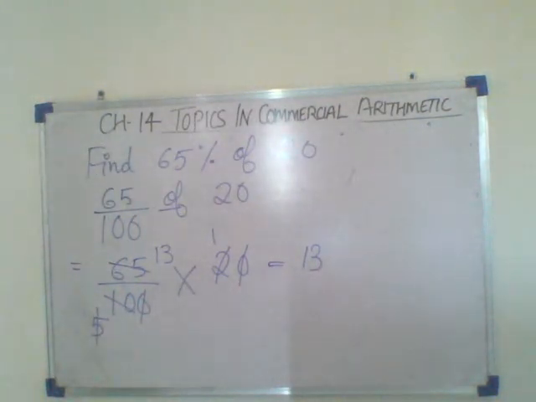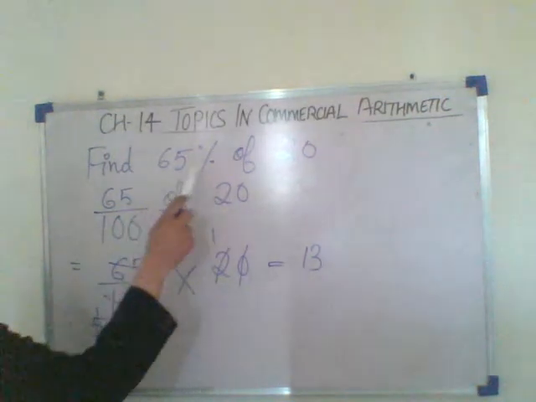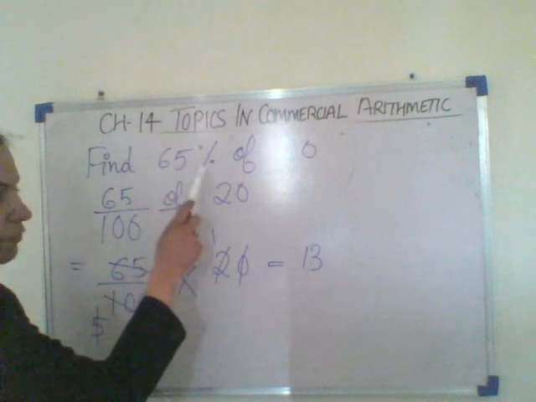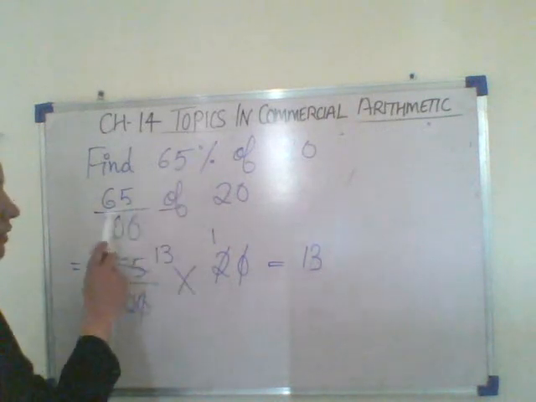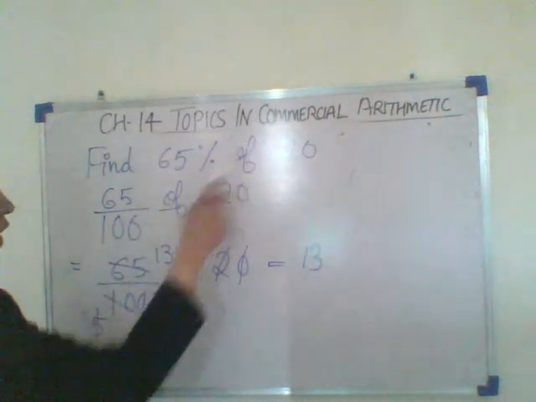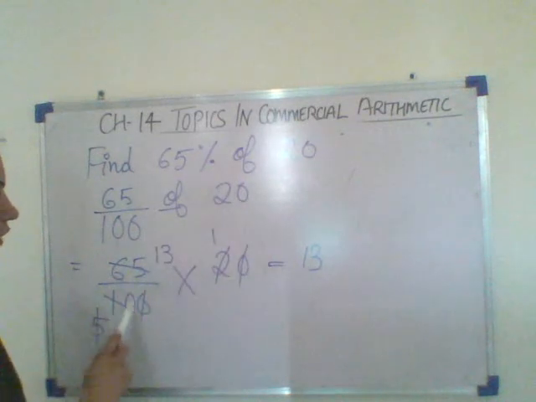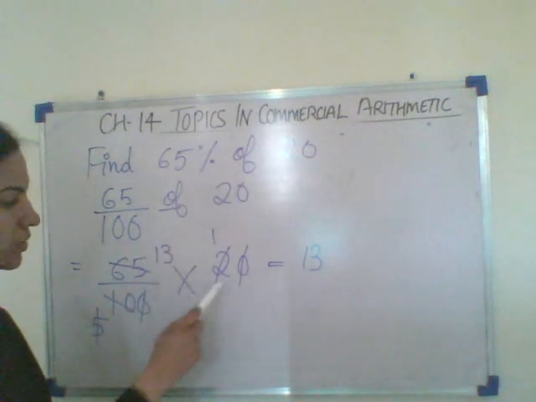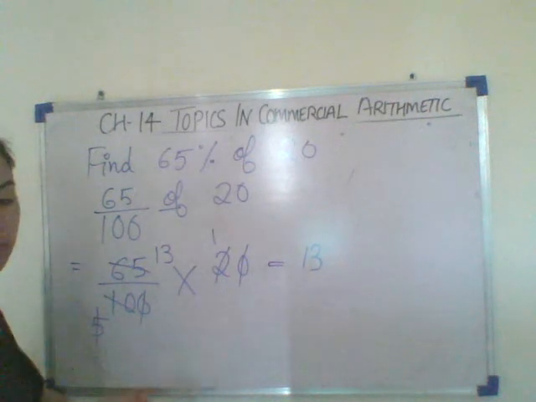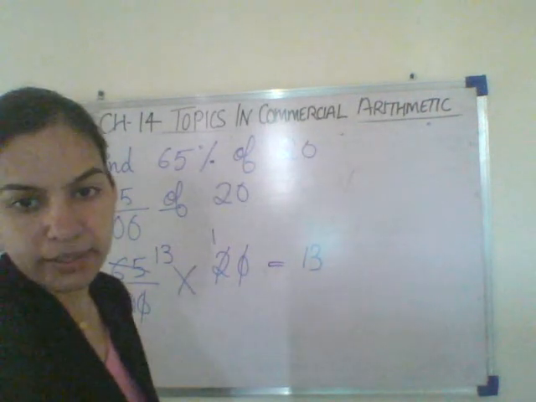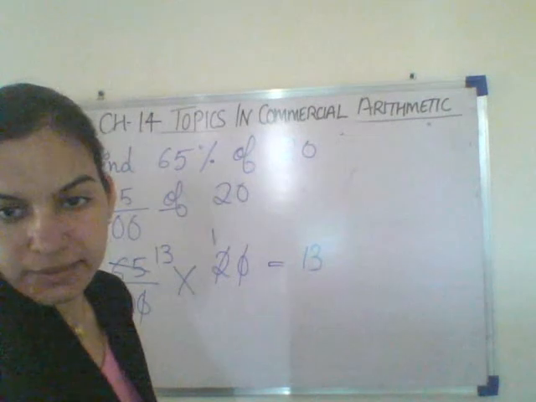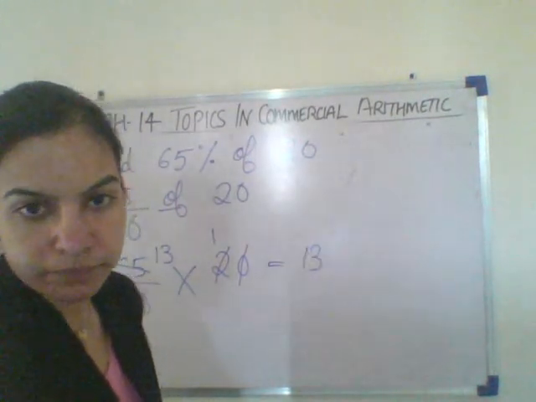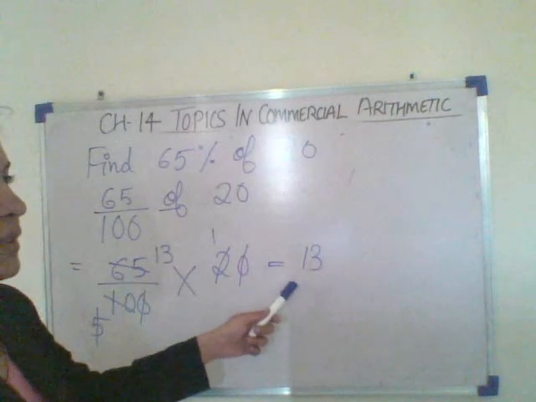If the question says find 65% of 20, how will you find it? Percent means divided by 100, of 20. So 65 upon 100, and instead of "of", put the multiplication symbol, 20. Then you will get the answer as 13.